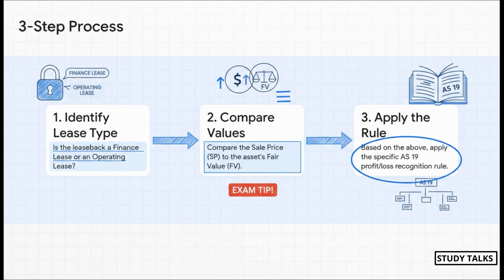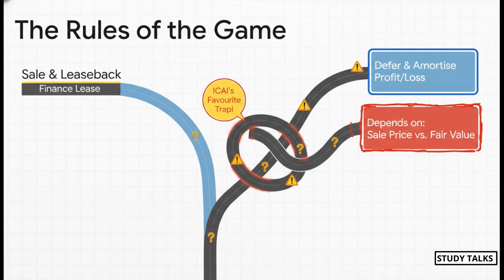Step 1, and this is the most critical, figure out if the leaseback is a finance lease or an operating lease. Step 2, compare the price you sold it for against its actual fair market value. And step 3, based on those two answers, you just apply the specific AS 19 rule. Now there are two main paths. The first path is super easy.